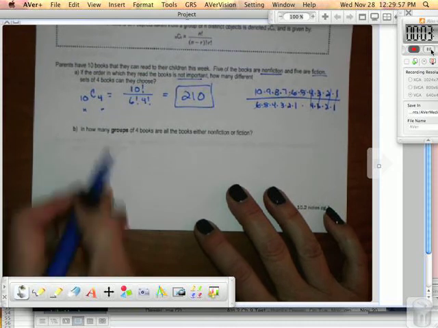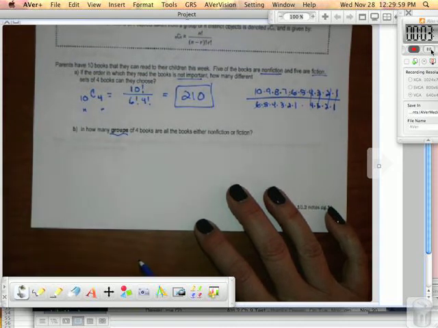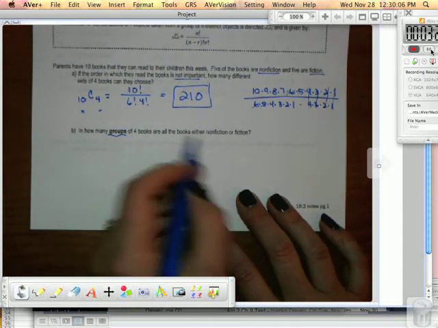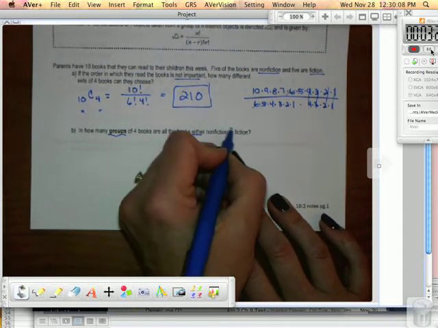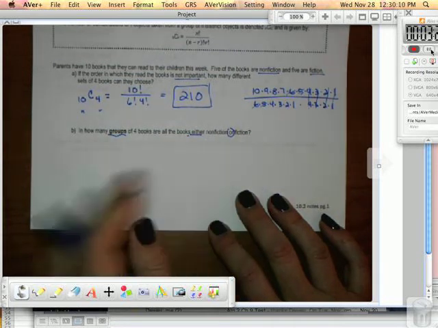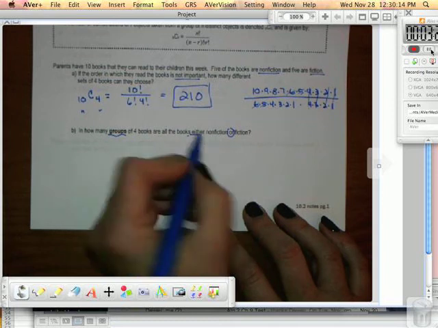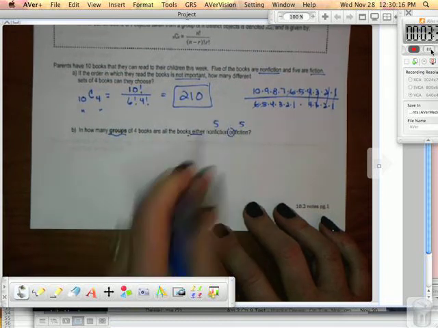And how many groups, there's one of those key words. Groups tells you to use combinations of 4 books, where all the books are either nonfiction or, and there's that key word, fiction, which tells me I'm going to have to work with more than one combination and add them. There's 5 nonfiction and 5 fiction, remember.